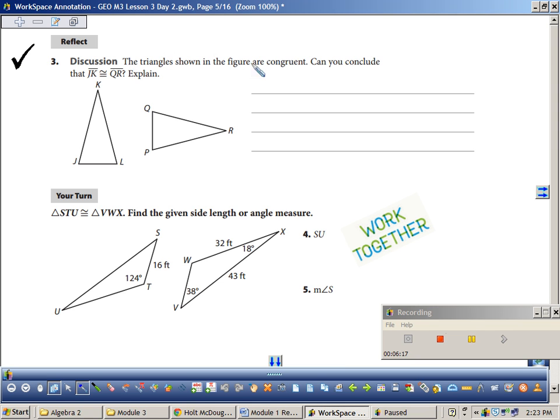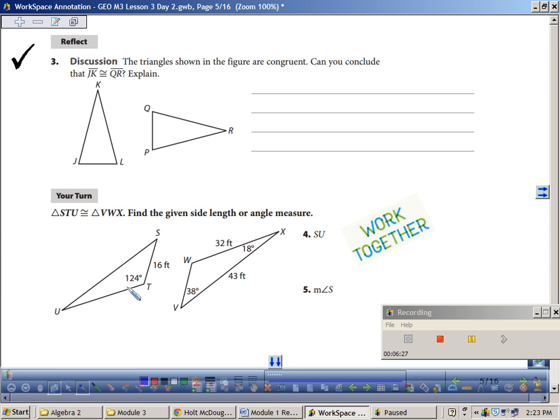All right, discussion. The triangles shown in the figure are congruent. Can you conclude that JK is congruent with QR? Well, let's label them first. So we have triangle. They should have had a congruency statement here, right? So triangle JKL is congruent with the triangle. You got to do it in order. Corresponding parts have to be congruent, so we better put the parts in the right order, right?